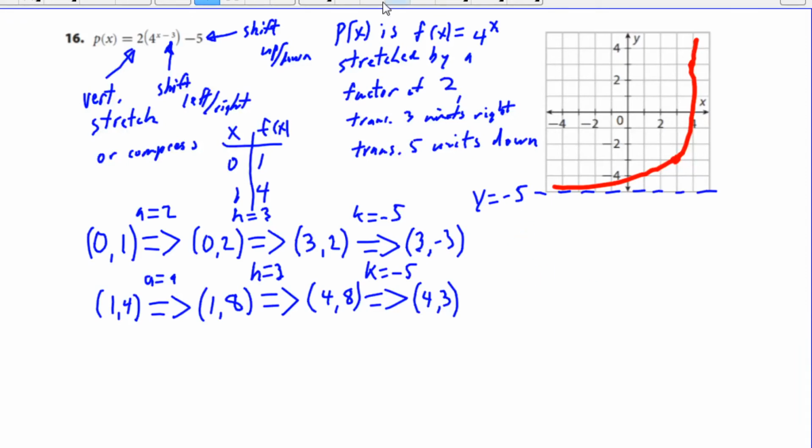Okay, so now it says state the domain and range. So our domain is going to be all real numbers, which it is for all exponential functions. And our range is going to be greater than -5. So we'll put -5, infinity. So we have our domain and range, our sketch graph, our transformed reference points. Everything is here.